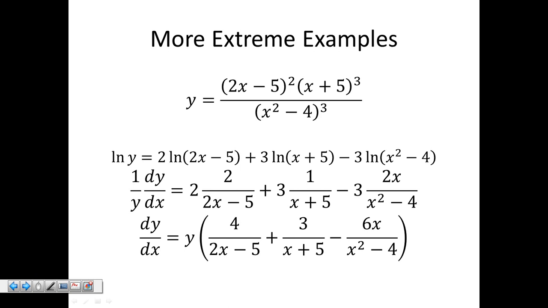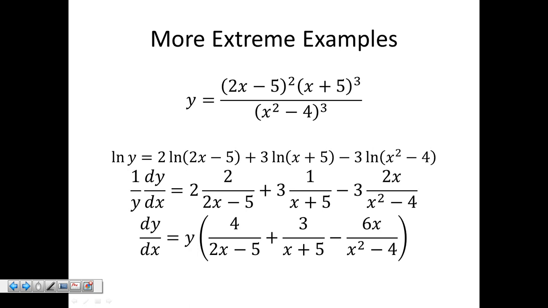I take the derivative, I get 1 over y dy over dx, and I just follow my chain rule along with my log rule, and I get these little fractions created. You'll notice the 2x minus 5 is on the bottom. The 2 that's on top is from the chain rule. X plus 5 is on the bottom of the second fraction. The derivative of the inside there is 1, so you just see a 1 on the top of that fraction. You see my x squared minus 4 on the bottom of that third fraction. The 2x on the top of the third fraction, again, is the derivative of the inside.